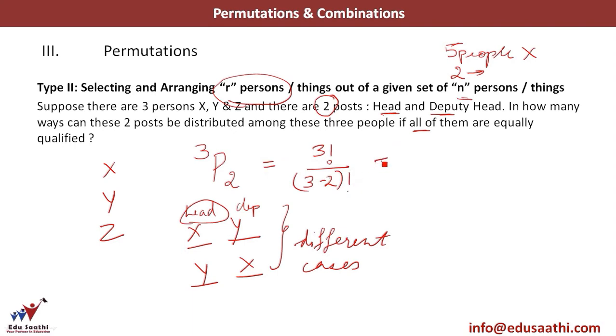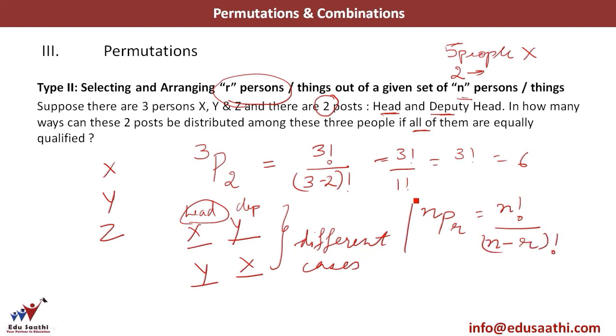Okay, so this gives me 3 factorial by 1 factorial, which is again 3 factorial, which is 6. So a general formula for this is nPr is equal to n factorial divided by (n minus r) factorial. Okay, so keep this in mind. This formula is a really important formula here. I have explained it to you with the help of a question.